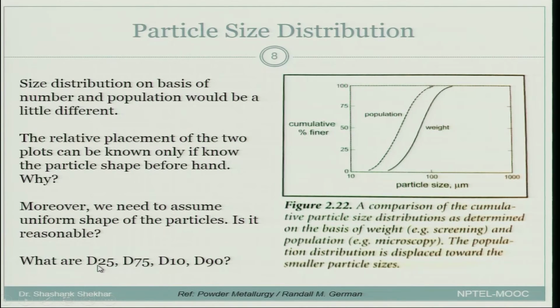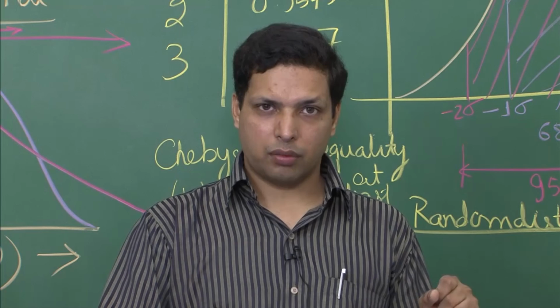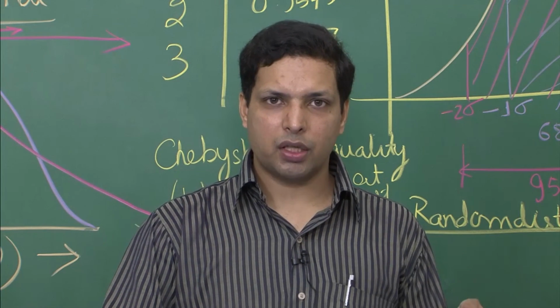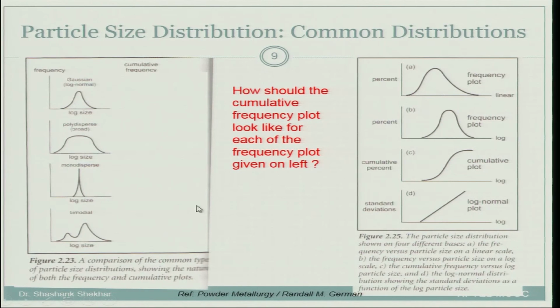D25 will be the diameter of the particle where 25% lie below this, D75 will be the diameter of the particle where 75% lie below it, in terms of maybe number or maybe weight, depending on what particular basis you are taking, number basis or weight basis. So you can get a D25, D75. Similarly you can also get D10, D90, and other values like this. Why we are interested in this will become very obvious in the next slide. Before that, let us look at this cumulative plot.